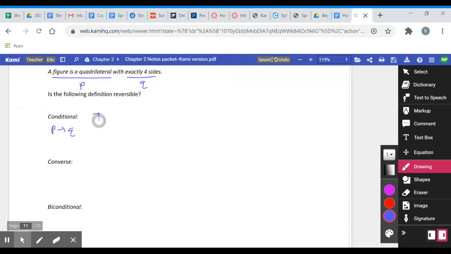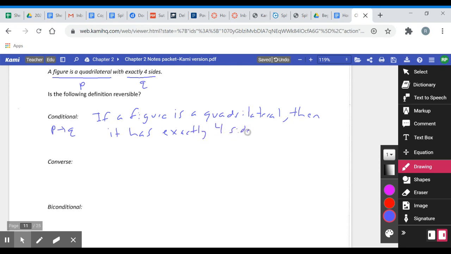So I can say, if a figure is a quadrilateral, then it has exactly 4 sides. All right. Then I need to think if that's a true or false statement. So a figure is a quadrilateral, and it has exactly 4 sides. Yes, that is a true statement.